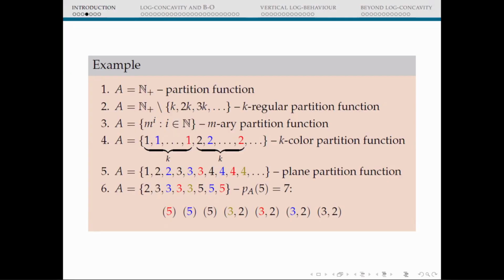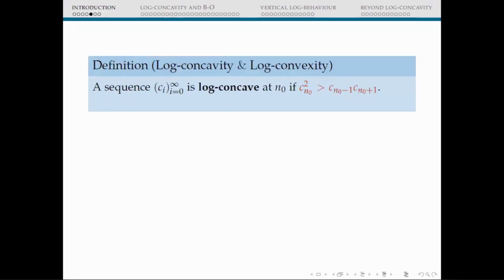Okay, great. So what do we have further? Now we have the log-concavity and log-convexity property. We say that a sequence of real numbers is log-concave if it fulfills the following inequality. Sometimes the strong inequality is replaced by the weak one. Here we will assume that it is the strong one. And log-convexity is almost the same. The difference is that there is an inverse inequality here.